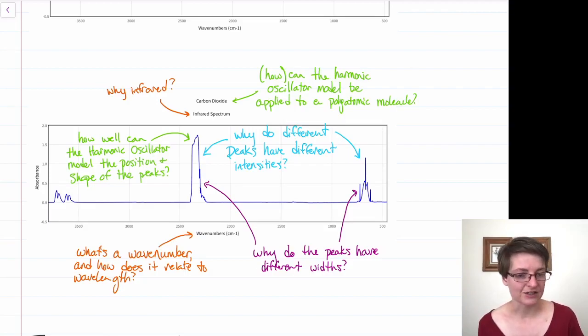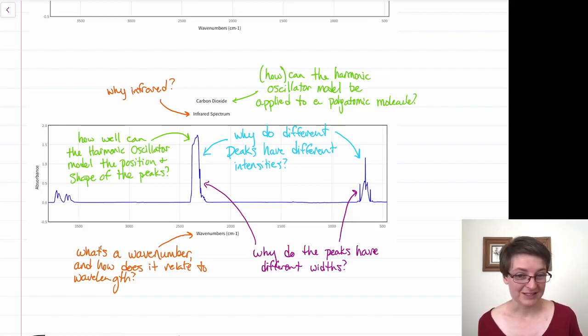The second thing is, up until now, our harmonic oscillator model has just been for two atoms. Carbon dioxide has 3 atoms, and we'd want to be able to study infrared spectra for more polyatomic systems. So how is it that our harmonic oscillator model, if at all, can be applied to studying these larger systems? A third question is, what does the harmonic oscillator tell us about the positions and the shapes of these peaks, if anything?